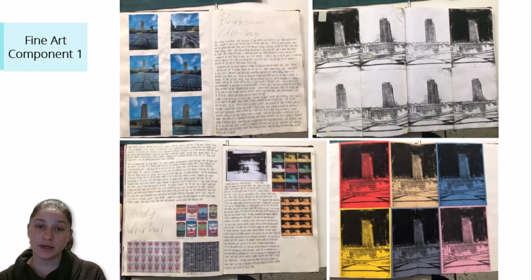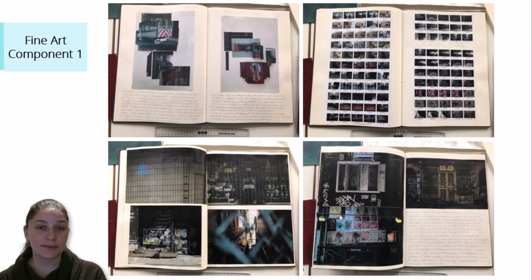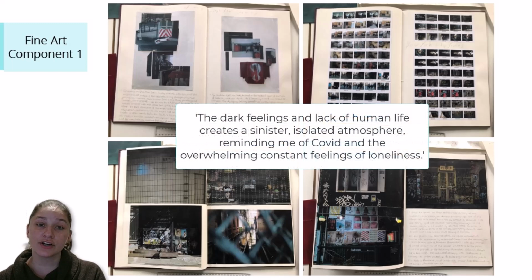Most of the evidence of AO1, AO2, and AO3 is within the candidate's sketchpad, reflecting a comprehensive approach to developing ideas through investigations, refining ideas, and recording observations. The candidate uses photography to confidently record their observations of deserted and desolate local environments, AO3, and makes links with the work of relevant artists. Paintings on scraps of cardboard are created to reflect the isolation of the urban landscapes, AO2 and AO3. They sensitively comment, "The dark feelings and lack of human life creates a sinister, isolated atmosphere, reminding me of COVID and the overwhelming, constant feelings of loneliness," AO3.